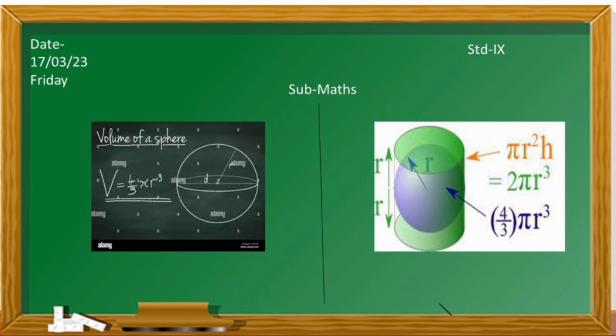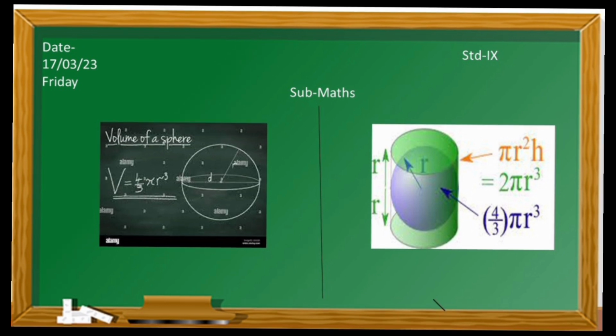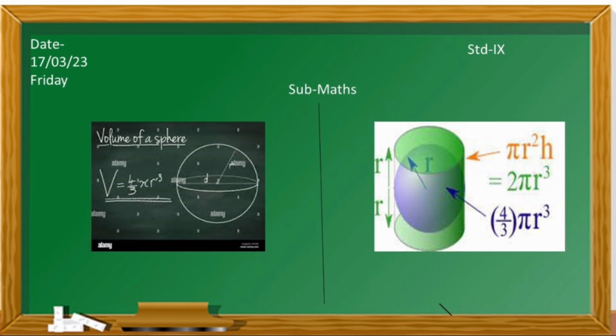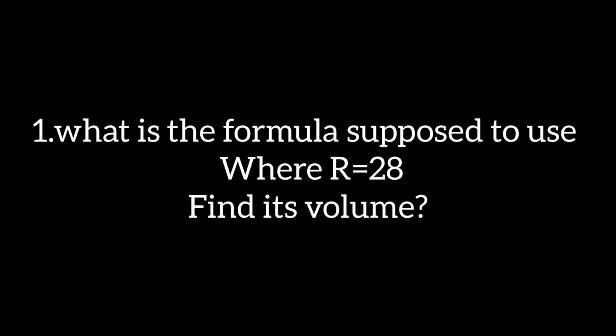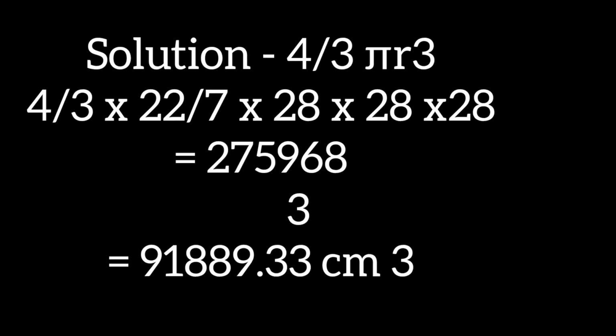Understood? Yes. The volume of a sphere is 4 by 3 pi times the cube of the radius. So the formula is 4 by 3 pi r cube. Yes, good. Let me take one example to illustrate and use this formula. First, what is the formula, where V stands for volume and r stands for radius? Correct. Now put in this formula and start solving the sum.